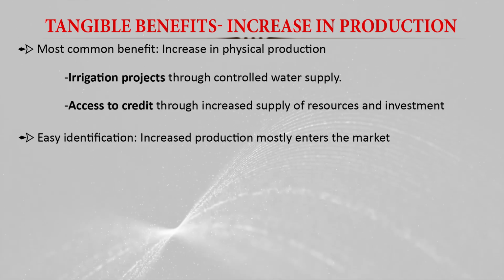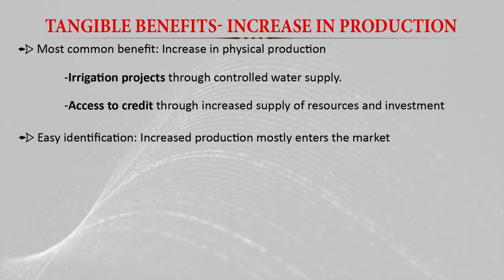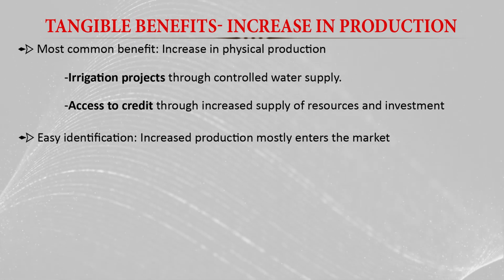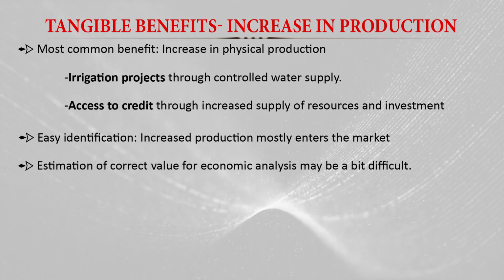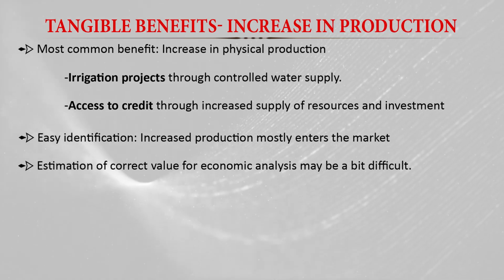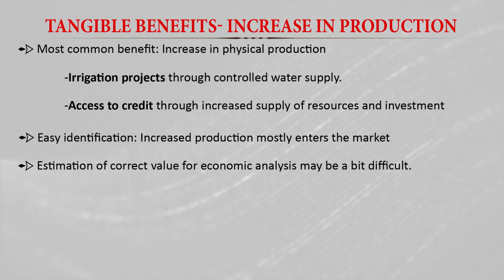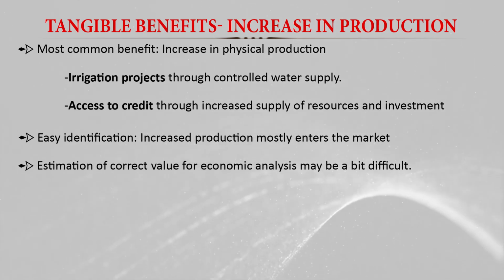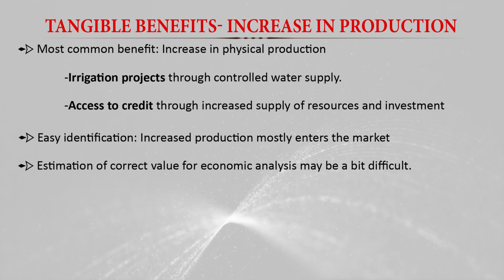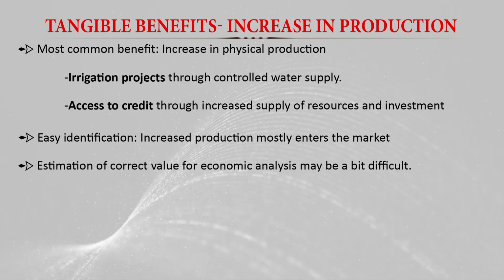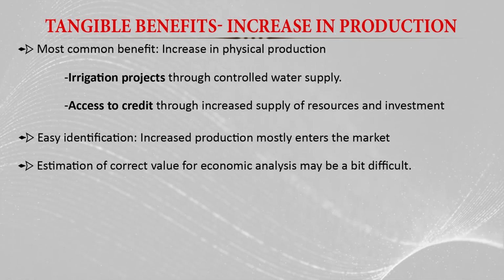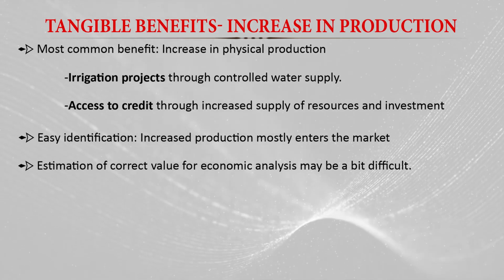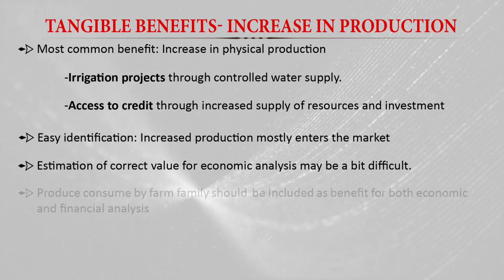Because most of the increase in production goes to the market, based on the marketable surplus we can easily identify the increase in the production. Actually, the estimation of the correct value for economic analysis may be a little bit difficult, because sometimes we have to decide what type of prices to include for valuing the tangible benefits. Sometimes there is a discussion about whether it should be the market price or the shadow price in terms of opportunity cost. That type of decision we have to take for assessing the value of the tangible benefits.